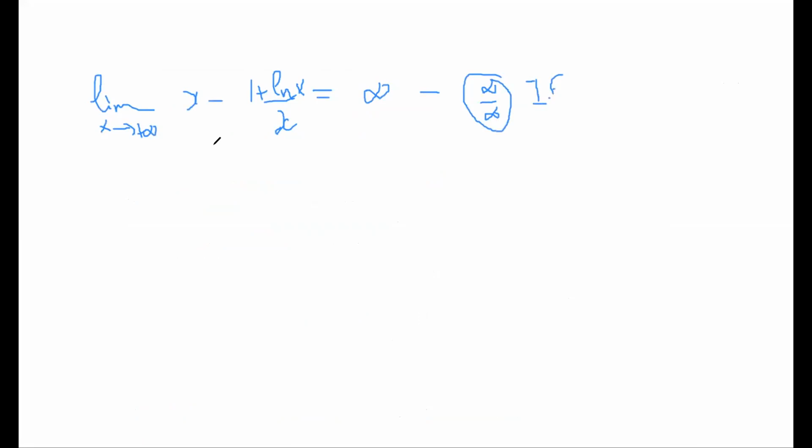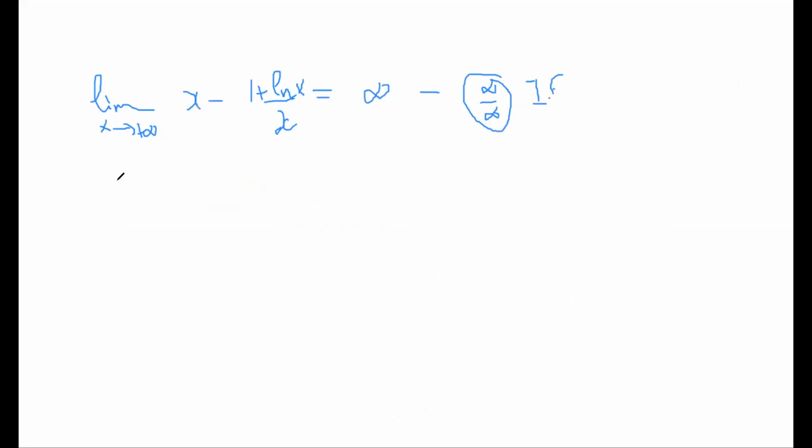Limit as x tends to plus infinity of x minus (1 plus ln x) over x equals infinity minus ln infinity over infinity, so minus infinity over infinity. This infinity over infinity gives an indeterminate form. So we apply L'Hospital's rule only to the fraction part.